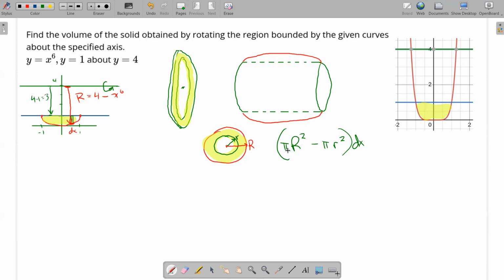So again, this chunk, this washer that I'm going to build this with, a whole bunch of stacked washers, they just get stacked up, coming around. It's going to be pi big R is really 4 minus x to the 6th, and we have to square it, minus the little circle, pi little r, which is just 3 squared. And that's one washer's surface. Dx gives me the thickness of the washer.